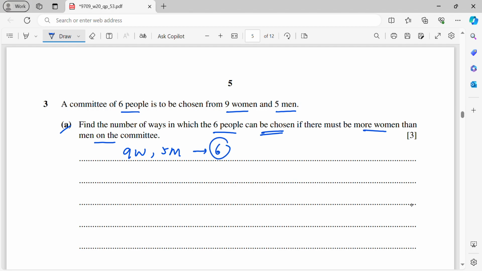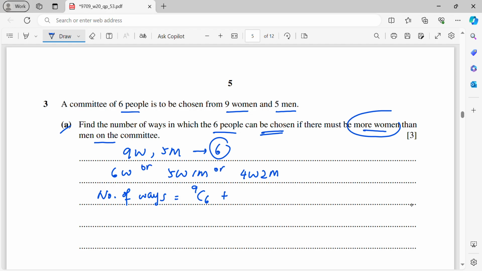So if you need to get more women than men, I may have 6 women, or I can have 5 women, 1 man, or 4 women, 2 men. Alright, so now to get 6 women, the number of ways will be 9 choose 6, plus 5 women, 9 choose 5, and 5 men choose 1, or 9 women choose 4, and 5 men choose 2.